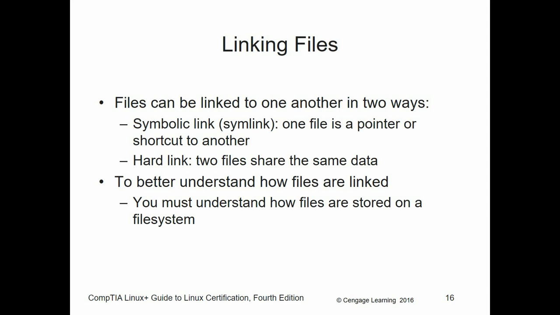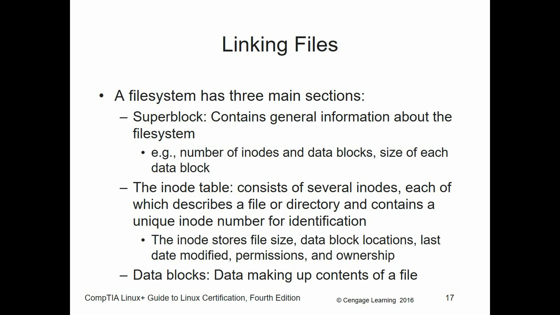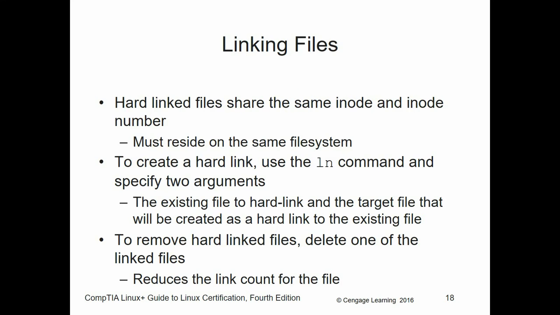To better understand how files are linked, you must understand how files are stored on a file system. A file system has three main sections. The superblock contains general information about the file system, which is the number of inodes and data blocks, and the size of each data block. The inode table consists of several inodes, each of which describes a file or a directory and contains a unique inode number for identification. Data blocks are the data making up the content of a file.